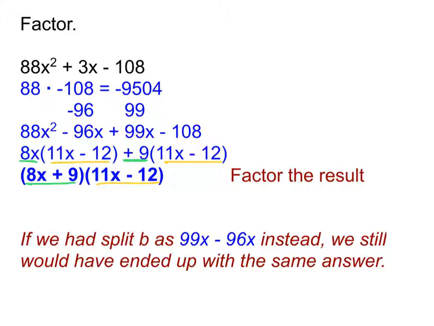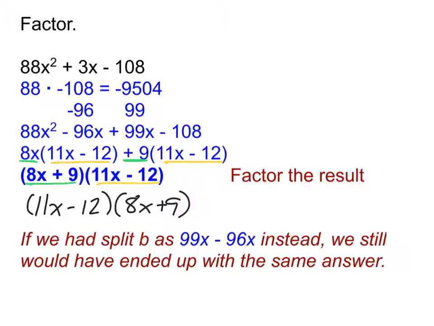Now, that is the answer for this one, but you could have written it slightly differently. You could also have written the order flip-flopped. You could have written 11x minus 12 first, and the 8x plus 9 after that. That would be perfectly fine. But notice the signs go with the numbers. So it's still a minus 12 and it's still a plus 9. But the order of the individual parentheses, that doesn't matter.